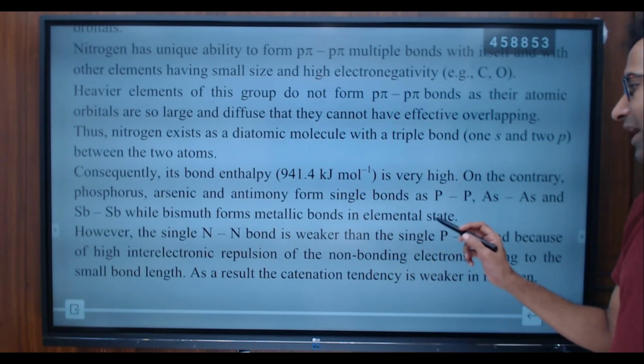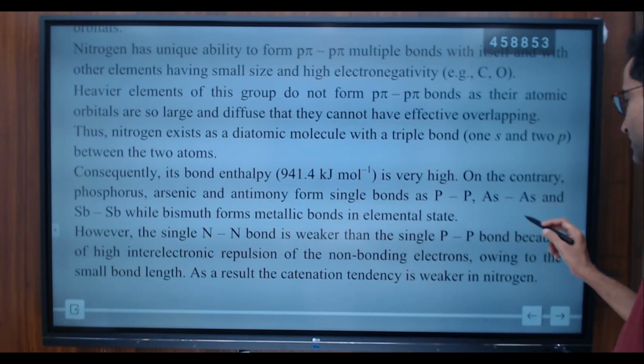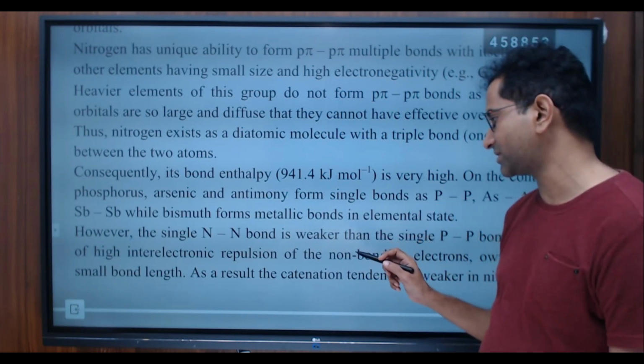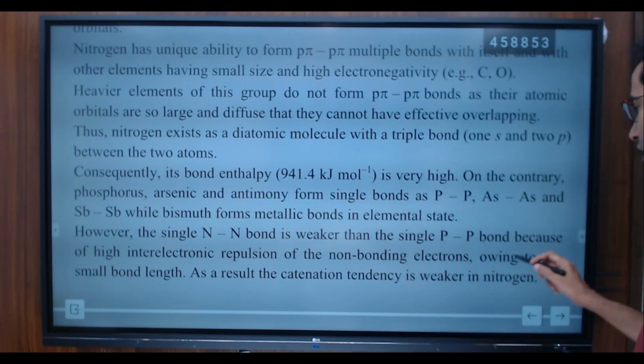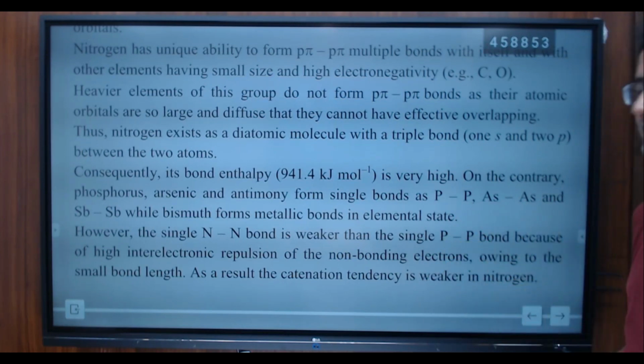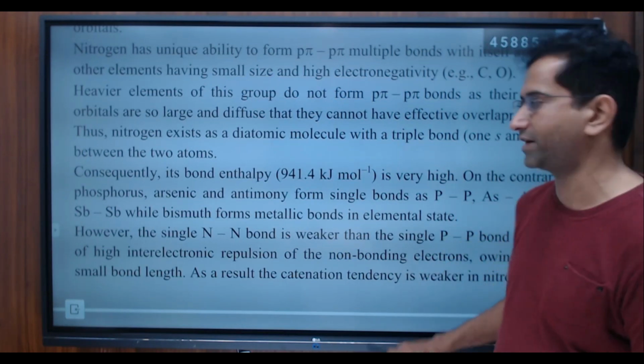And the N single bond N bond is weaker than the P single bond P bond because of high inter-electronic repulsion of the non-bonding electrons owing to the small bond length. As a result, catenation tendency is also very weak for nitrogen.